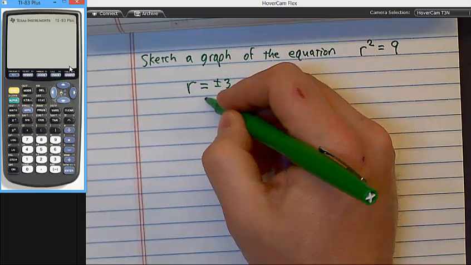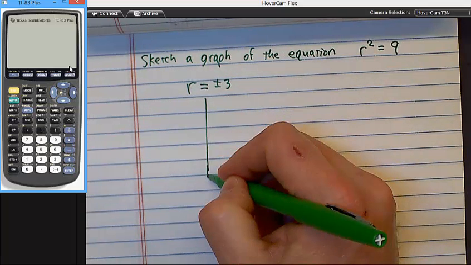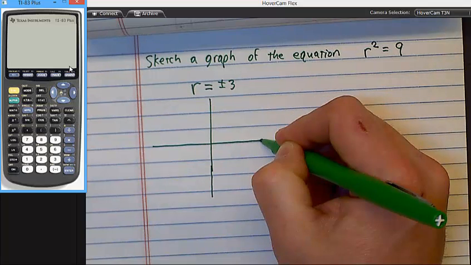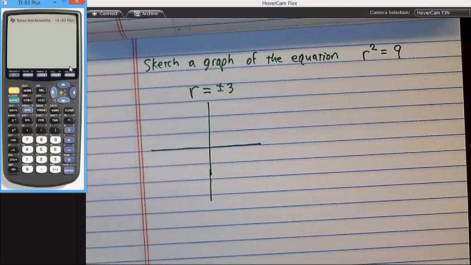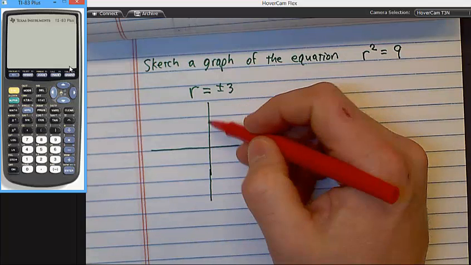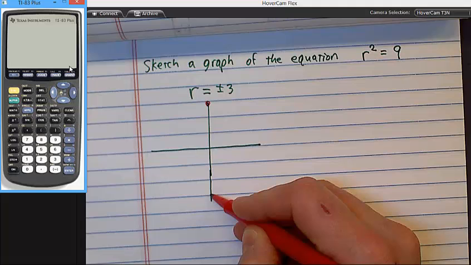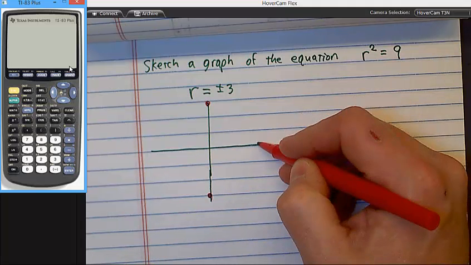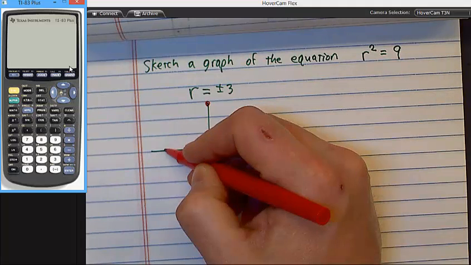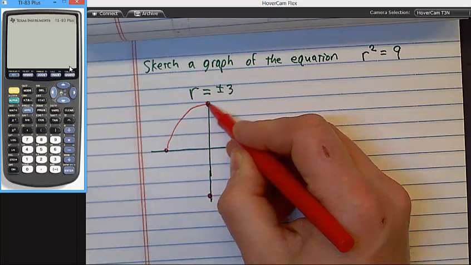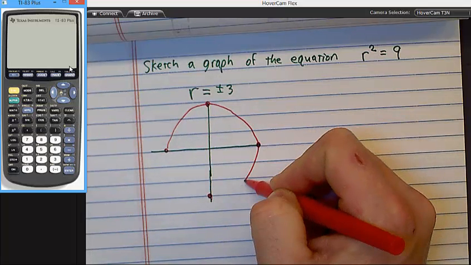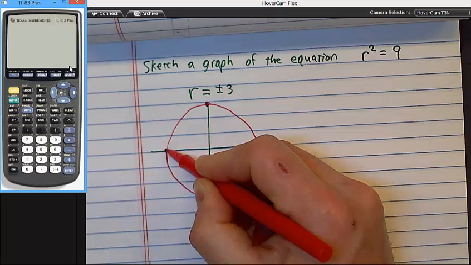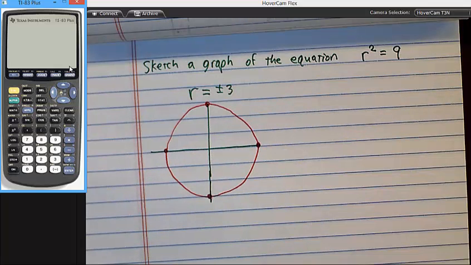Now, if you were to plot all the points in the plane whose radius is plus or minus 3, well, let's see. Here's one of them. Here's one of them. What if you plotted all of them? What would it look like? It would look like a circle. That's right. There would be all the points whose radius is 3. So polar coordinates are like the best when it comes to plotting circles.